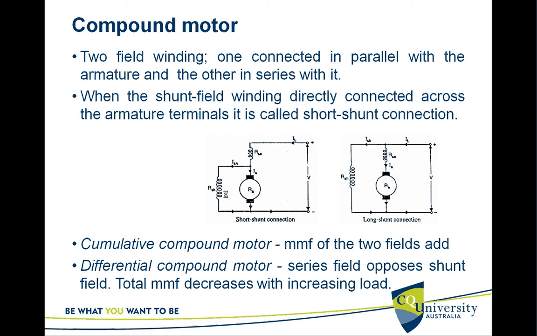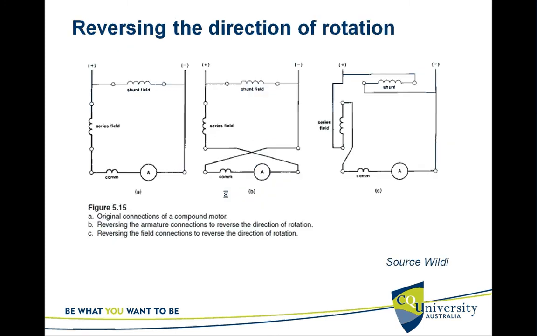Cumulative compound motor, where the MMF of the two fields add, just like our discussion before. And the differential compound motor, where the series field opposes the shunt field. Total MMF decreases with increasing load. So these different configurations are for different applications.